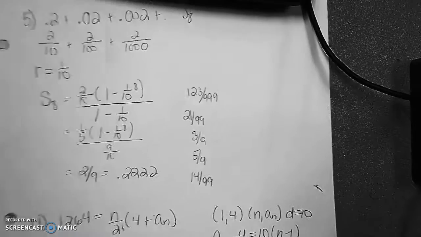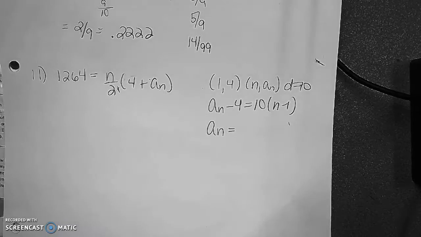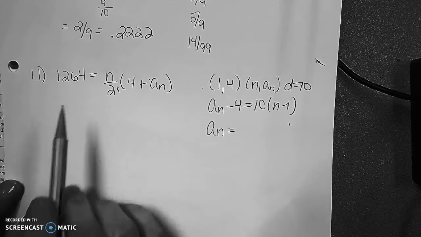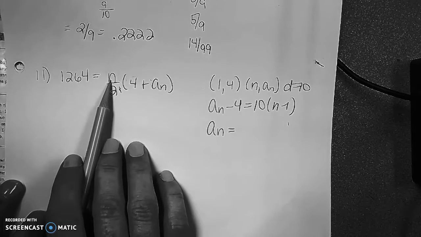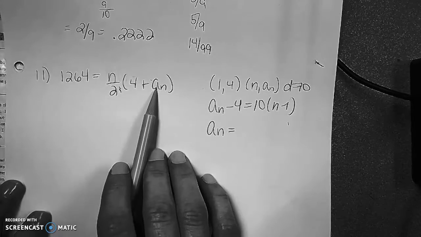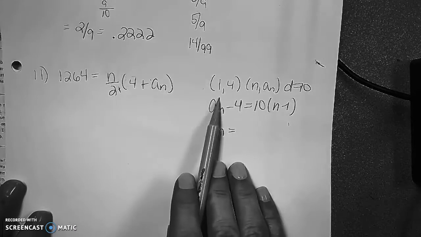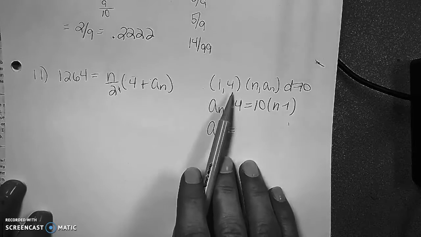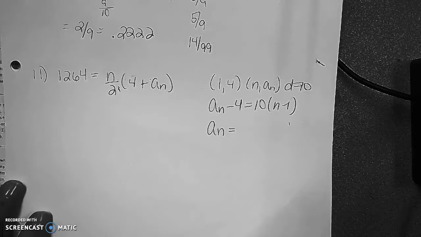Okay, the next question a couple of you asked about was number 11. Number 11, first off, is an arithmetic series, so you've got to pay attention to that. It gives me the sum. I do not know how many terms there are, so I can't find how many pairs. I know A1, but I do not know the last term. So I see I have two unknowns, which means I need another equation. That's where I am given the first term is 4 and the common difference is 10, and that allows me to write the explicit formula.